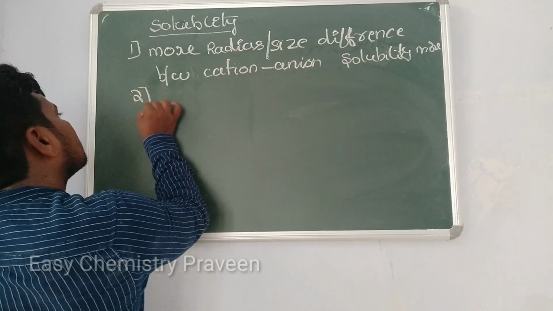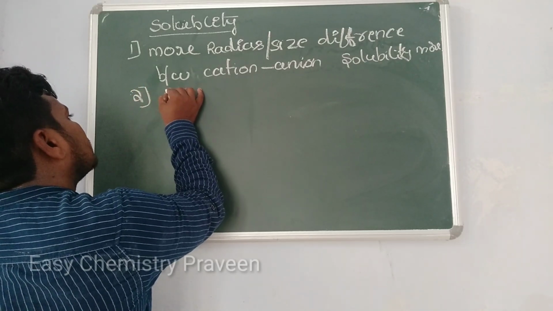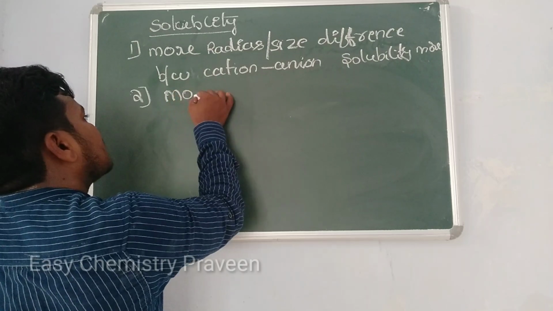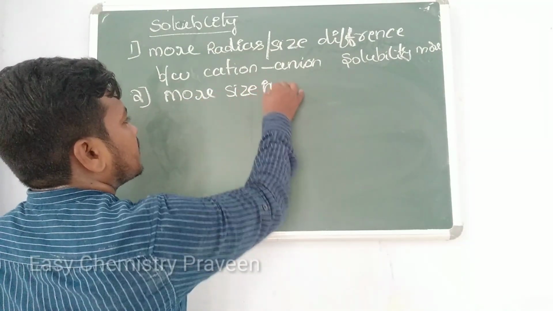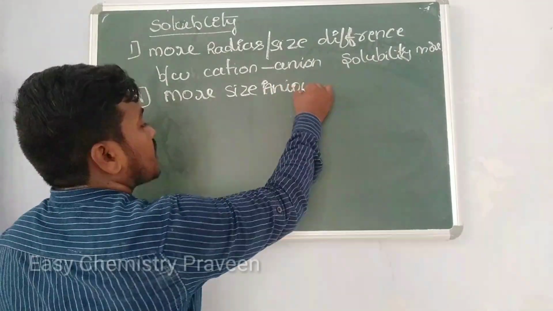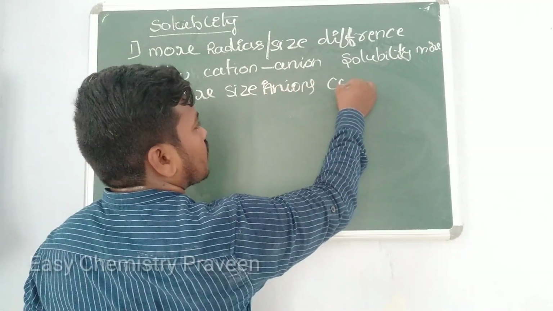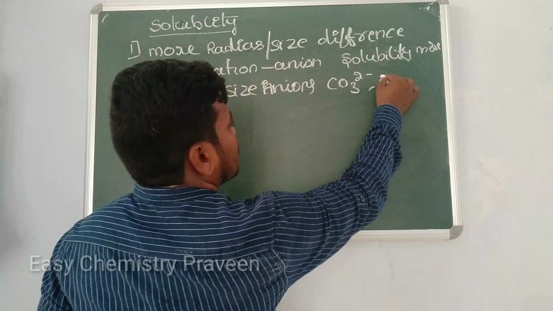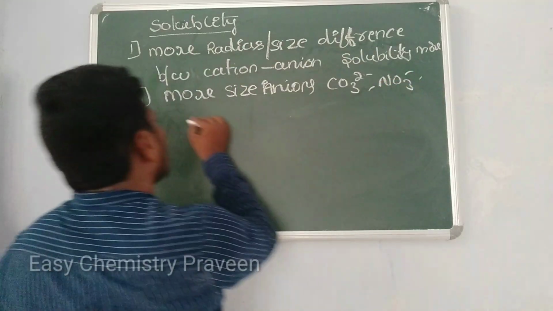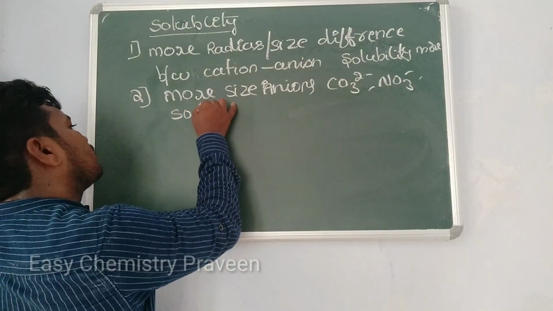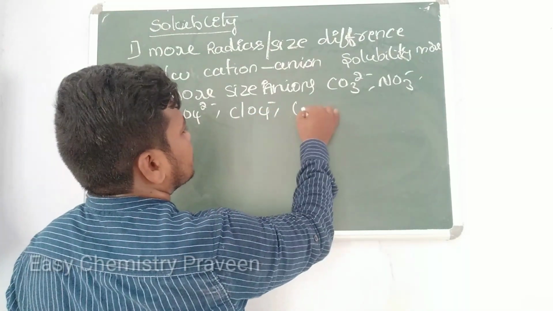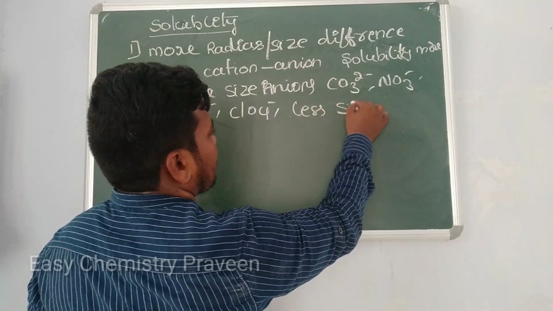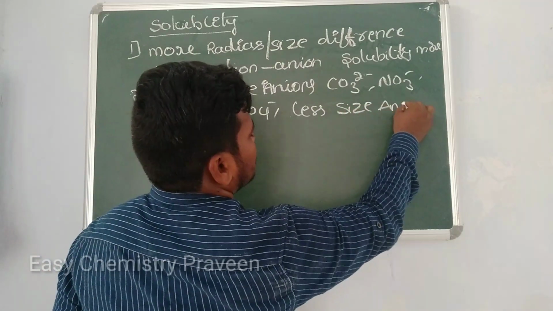Second one is more size anions. You have to remember the more size anions: carbonate, nitrate, sulfate. These are more size anions, and the less size anion is OH minus.